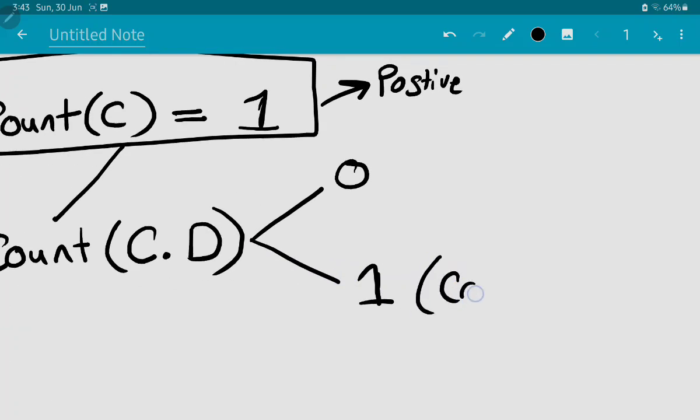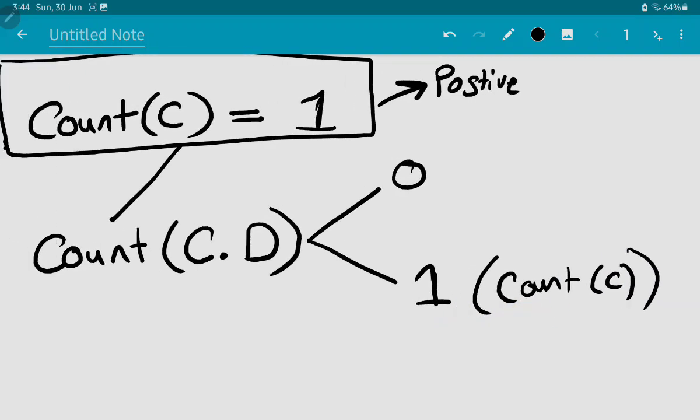And one here is the count of C and D, which is the same as the count of C, and the count of C should always be 1. We need to emphasize the fact that the count of C should be 1. Now in case of getting 0, this would be a negative compromise, and then the attribute D does not belong to the record C. If in case of 1, a positive compromise, then D would belong to C.